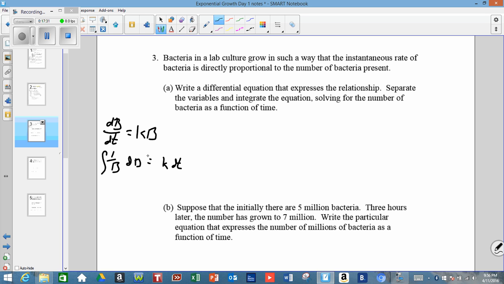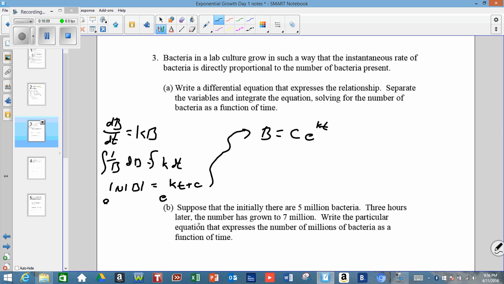Integrate. You guys should be really getting the hang of this part by now. This is going to give me natural log absolute value of B. This is going to give us kt plus c. Exponentiating. Bring that stuff up here. e to the natural log of B just gives us the B. This is going to give us e to the kt times e to the c. So again, it's c e to the kt. And there you have it for part 1.